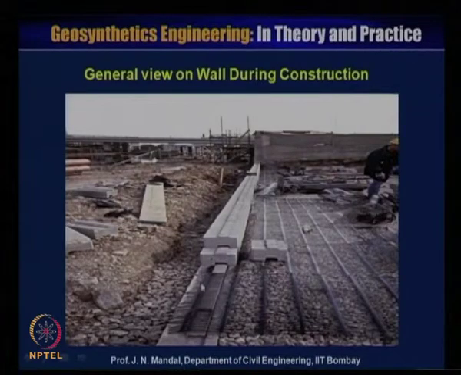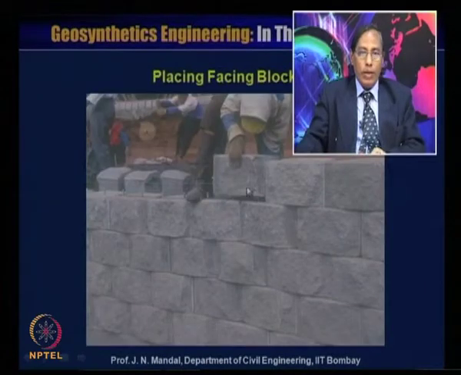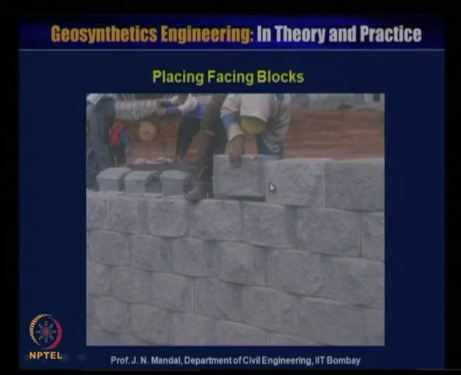You can see how this GeoGrid material has been placed and how it is connected, how the block is also placed. This is a general view of the wall during construction. You can see how the facing blocks are placed one with the other. You have to place them properly, the lips should be proper, it should be jointed, it should be connected, the GeoGrid material with the block in proper placing.